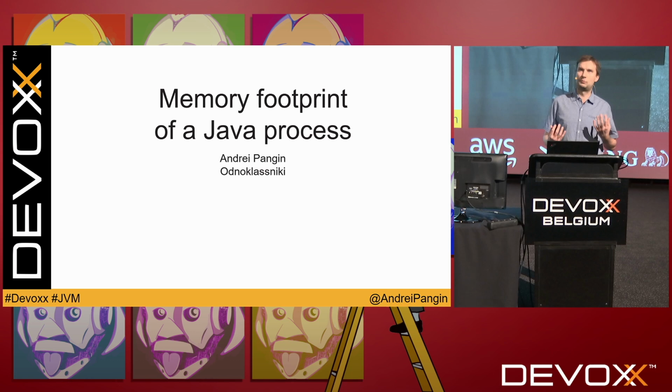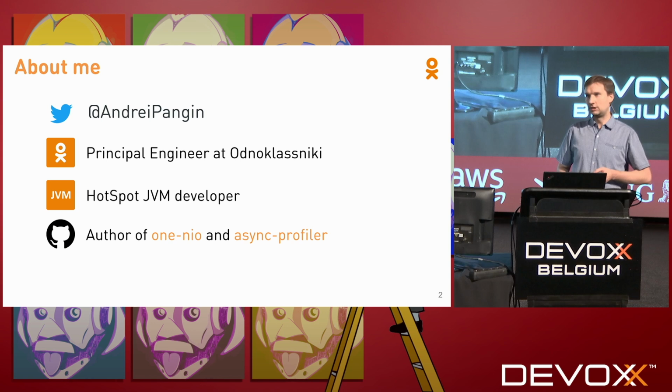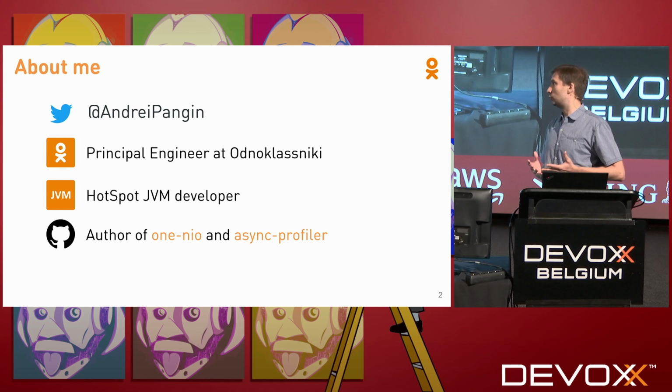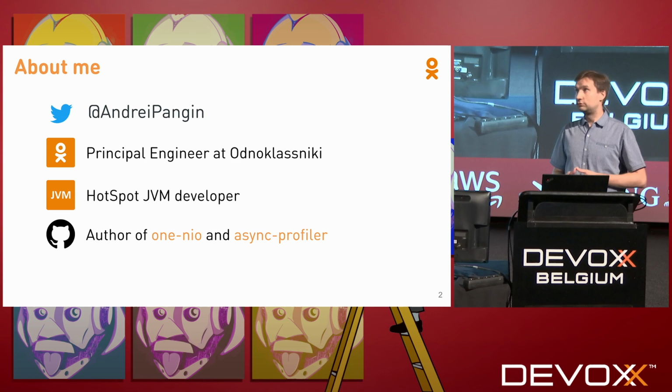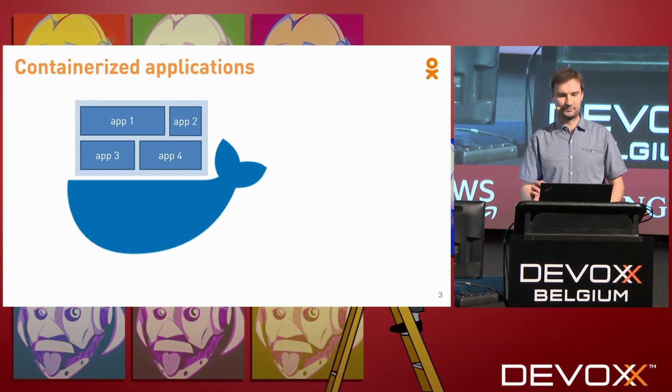A few words about myself. I'm the lead developer of a large social network, which is almost entirely written in Java. I also used to work at Sun Microsystems and Oracle on Java virtual machines, including their most well-known one, the HotSpot virtual machine. That's why I'm passionate about all JVM internals. Also, if you've heard about Async-profiler, I'm actually the guy who wrote it. Today, I'll show you a few tricks you can do with Async-profiler as well.